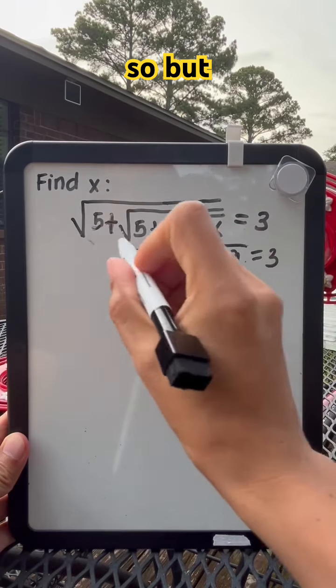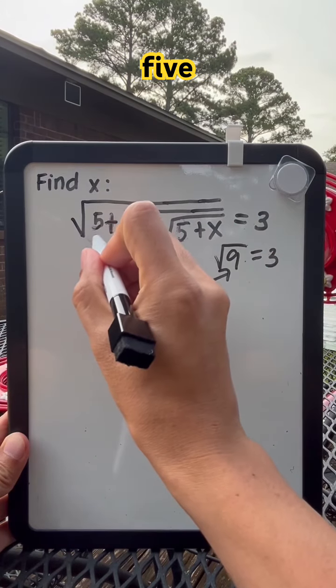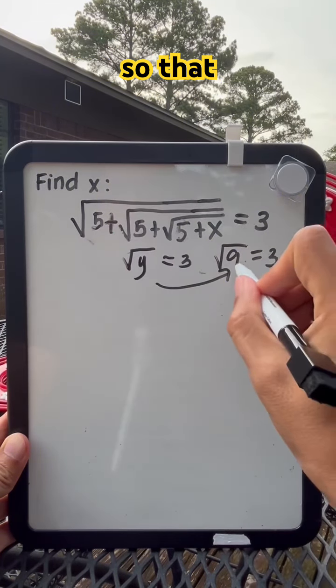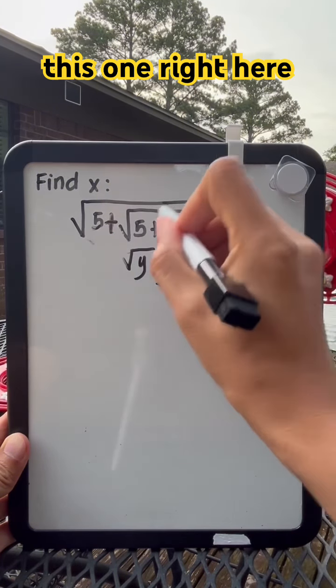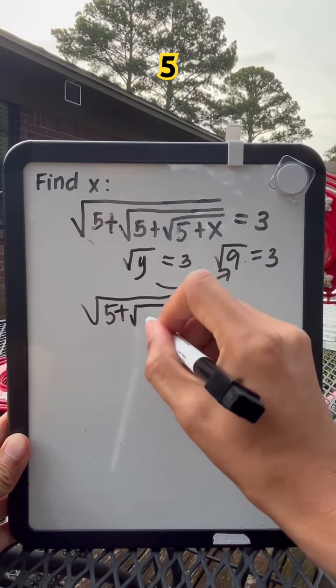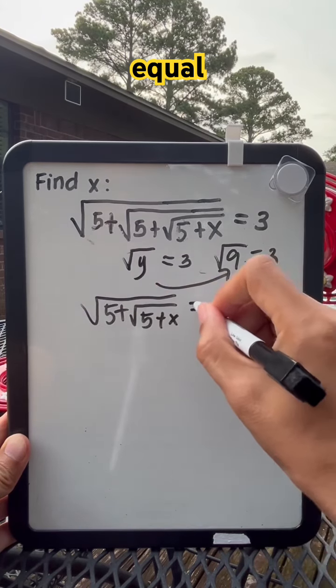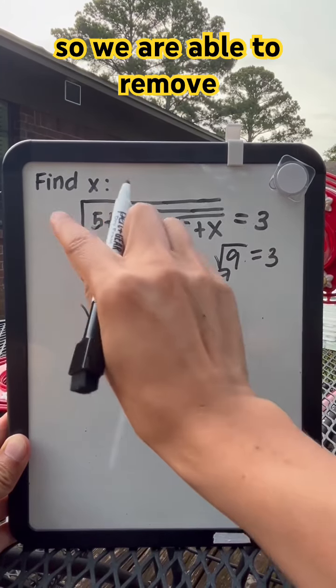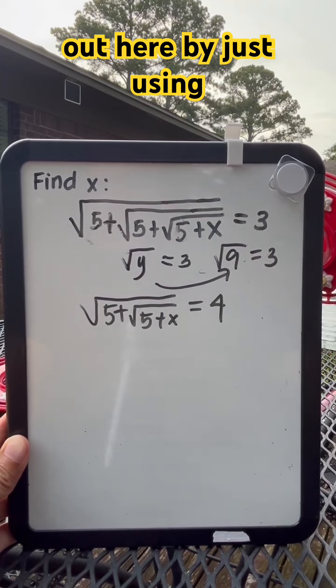Okay, but in this case, we already have 5 in our radicand. So how much do we need to make it a 9? That is 4. So that means this one right here, square root of 5 plus square root of 5 plus x, is equal to 4.